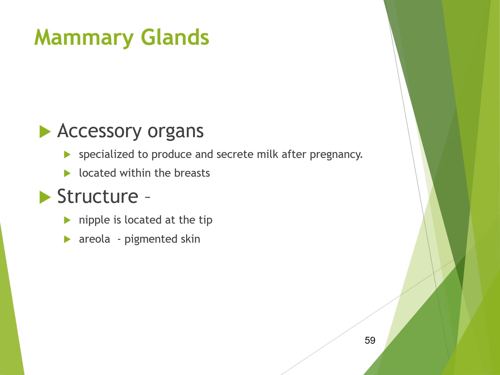The mammary glands are accessory organs of the female reproductive system. These are specialized glands that are able to produce and secrete milk after pregnancy. The nipple is located at the tip of the mammary gland. The areola is the name of the pigmented skin.